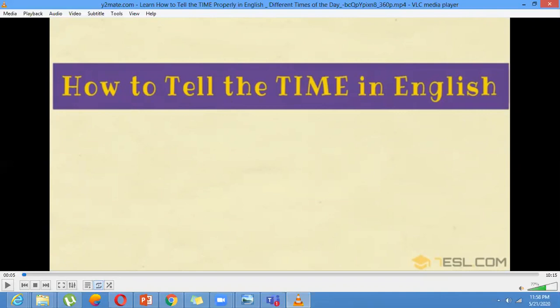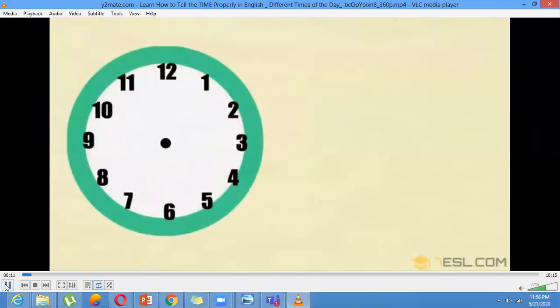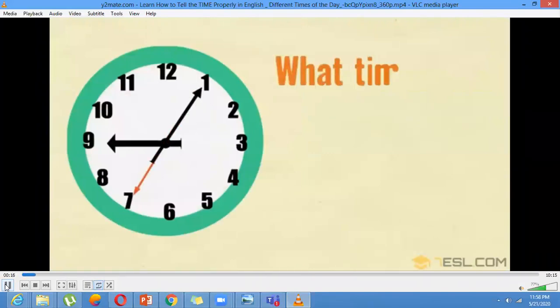Most of you tell time in numbers, but after this lesson, you will be able to tell the time in English as well. Now we are starting our chapter after lesson. How to tell the time in English. Now you can see a clock and now what time is it?